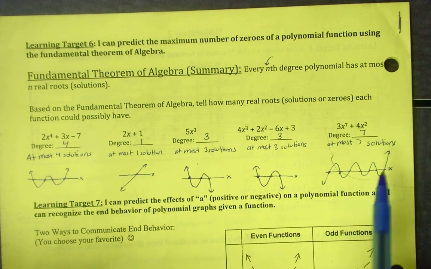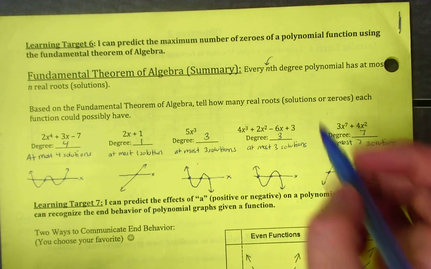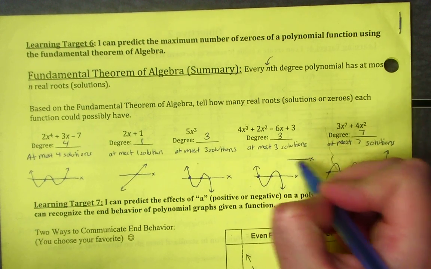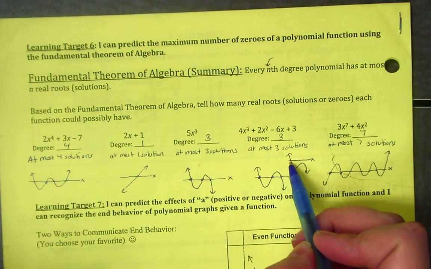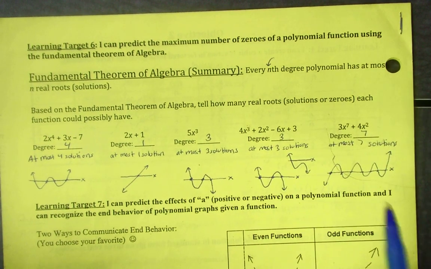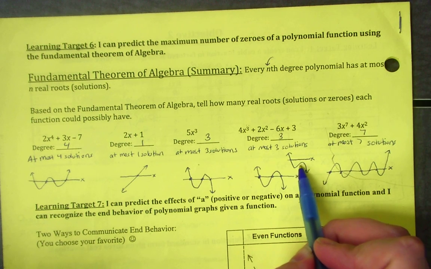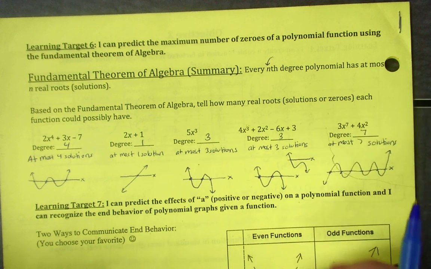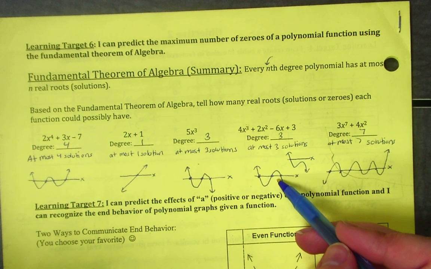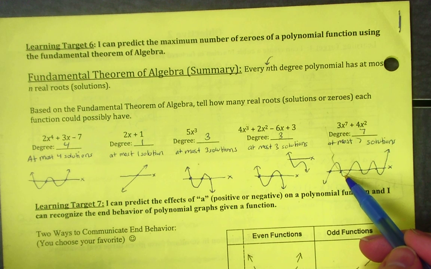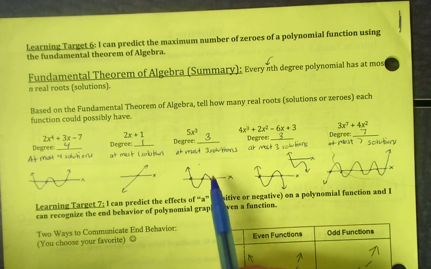Now it doesn't have to have that many solutions. You could have a cubic function that looks like this, in which case it only has 1 solution. And then these 2 don't result in a solution depending on where that function is shifted. So it's possible that it has less than 3 solutions, but it can't have any more than 3. Same thing over here. It's possible for it to have less than 7 solutions, but it can't have any more than 7.